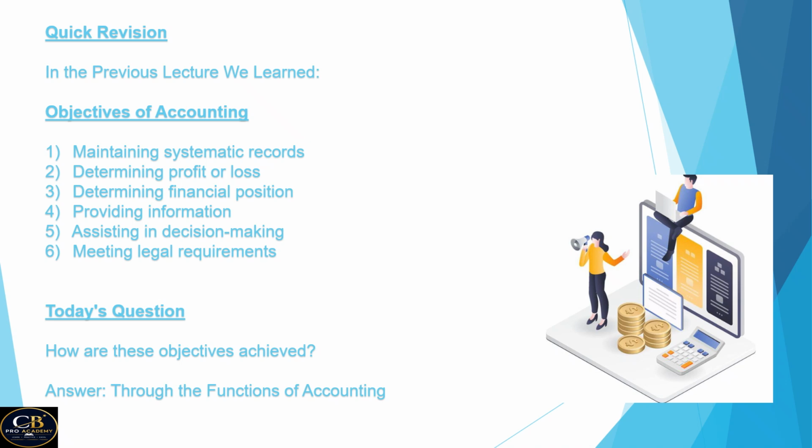In the previous lecture, we learned the objectives of accounting. Number one, maintaining systematic records. Number two, determining profit or loss. Number three, determining financial position. Number four, providing information. Number five, assisting in decision making. And number six, meeting legal requirements. Now, how are these objectives achieved? The answer is through the functions of accounting, which we are going to learn in today's lecture.